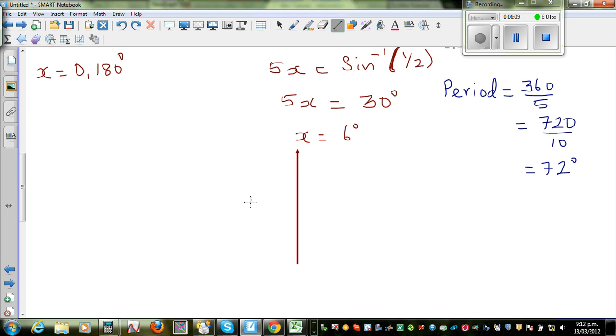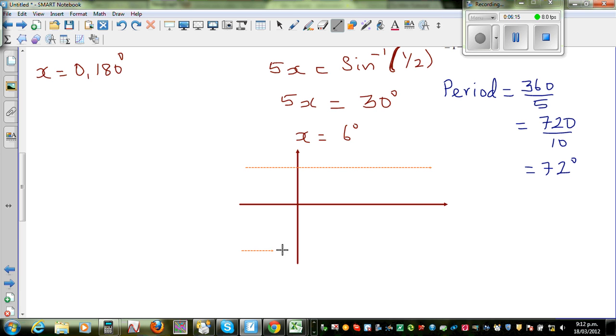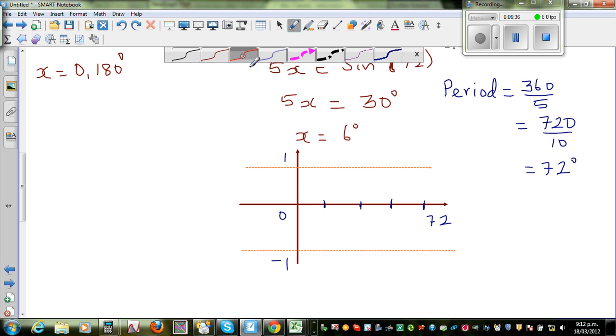So this is your y-axis, x-axis. This is your maximum and this is your minimum. So this is 1, this is negative 1, this is 0. You've got a period of 72, so this is 72. Half of 72 is 36, and half of 36 is 18. So this is sine of 5x. This is maximum, baseline, minimum, baseline. So a graph of sine 5x will look like this.